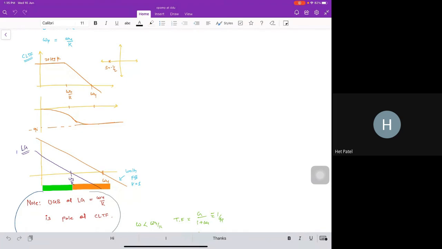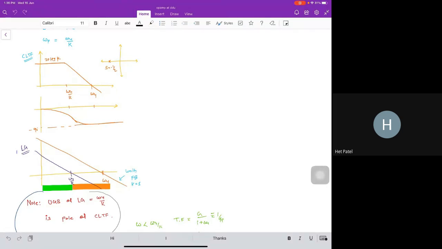So 1 by h is nothing but k here. The thing I want you to note down is that for frequency less than omega u by k, my feedback is very strong, and due to that my whole control system acts like its transfer function depends only on the feedback network. But for frequency more than omega u by k, you will see that the transfer function follows the feed forward transfer function, that is G. So that is the main thing here.